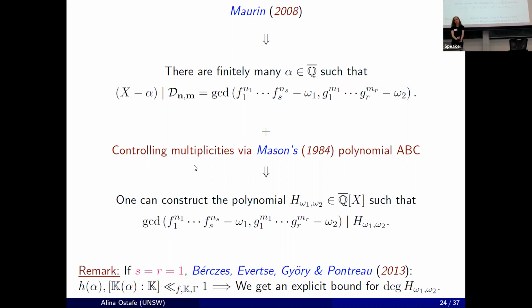Do you know any results predicting the size of the finite set? So here the size, okay, this is the height of the elements here. This comes from Bombieri-Masser-Zannier, and you can work it out explicitly from their proof.